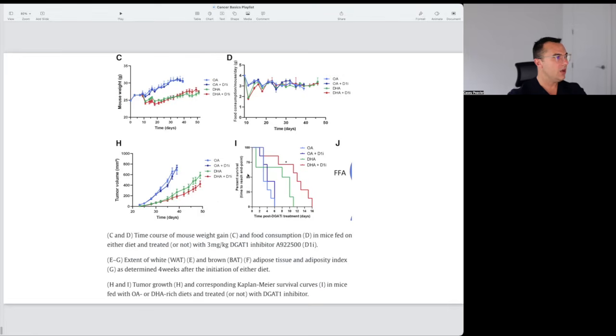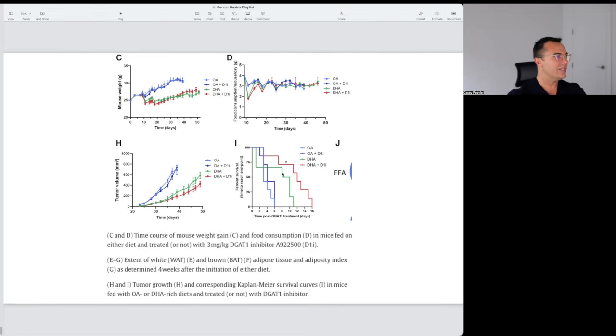Now, in I, they're looking at the percent survival of each of these mice, depending on the type of fat they got or the inhibitors they got. And I guess I kind of answered my own question here, because I was wondering what happened to these mice after 35 days. And it seems that a lot of these mice are dying within 6 days post-treatment if they got a heavy oleic acid diet.